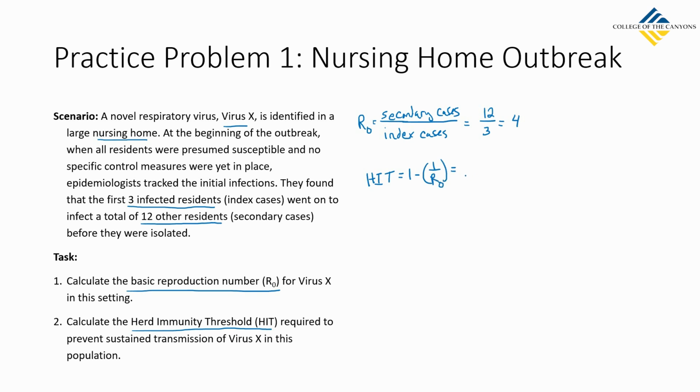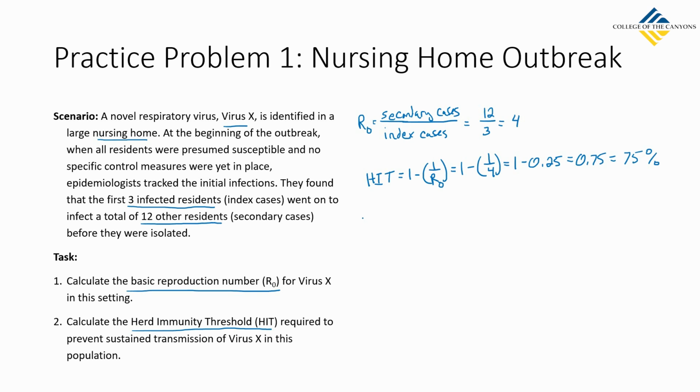Okay, so we've got 1 minus 1 over R0, and R0 is 4. So that would be 1 divided by 4 is 0.25. So that would be 0.75. That's a proportion. And if we want that to be a percentage, multiply that times 100, and we get 75%.